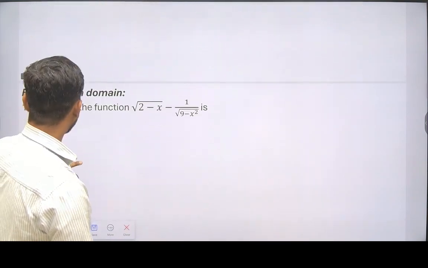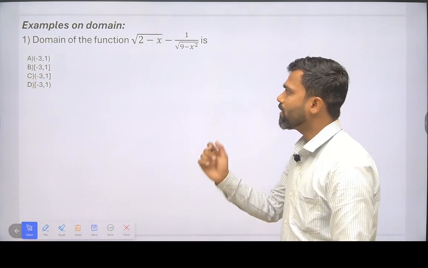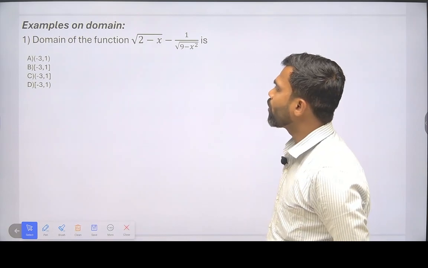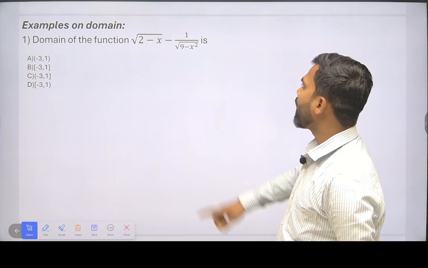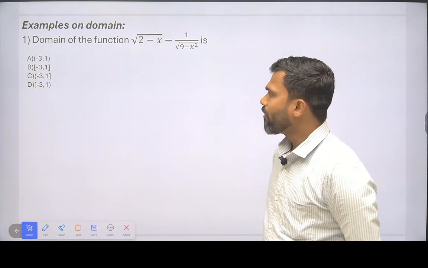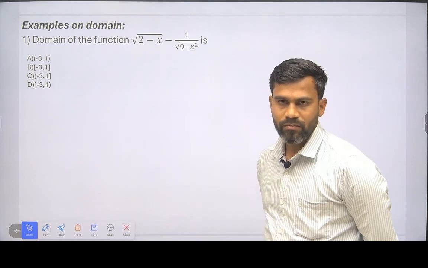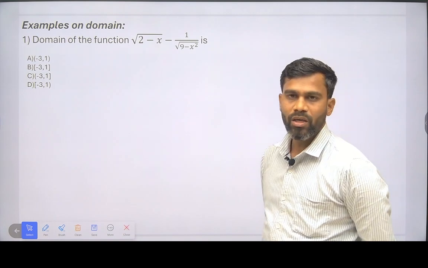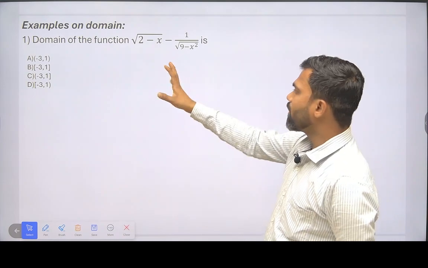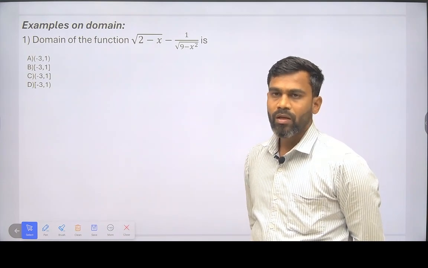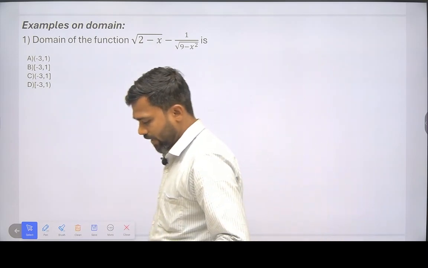Okay. Next, let us take some examples. So this is the first question that we are supposed to solve. We need to find the domain of the function, which is under root 2 minus x minus 1 by under root 9 minus x square, right? So as you can see, we have two functions, yes or no? And both the functions are in subtraction, right? So what we can do is find the domain separately for both the functions, and then find the intersection part, yes or no? So you will get the final answer. So let us try to find the domain of the first part of this function.